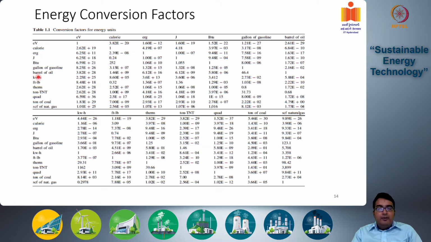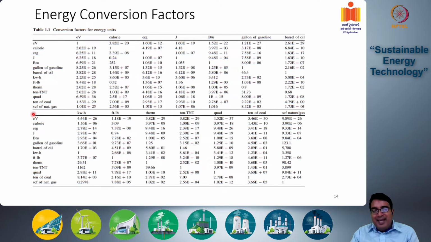1 kilowatt hour is 3.6 into 10 to the power 6 joules, so 3.6 gigajoules. Then 1 therm is 1 into 10 to the power 8 joules. Tons of TNT is 4 into 10 to the power 9 joules. 1 quad is a very big unit, 10 to the power 18 joules.